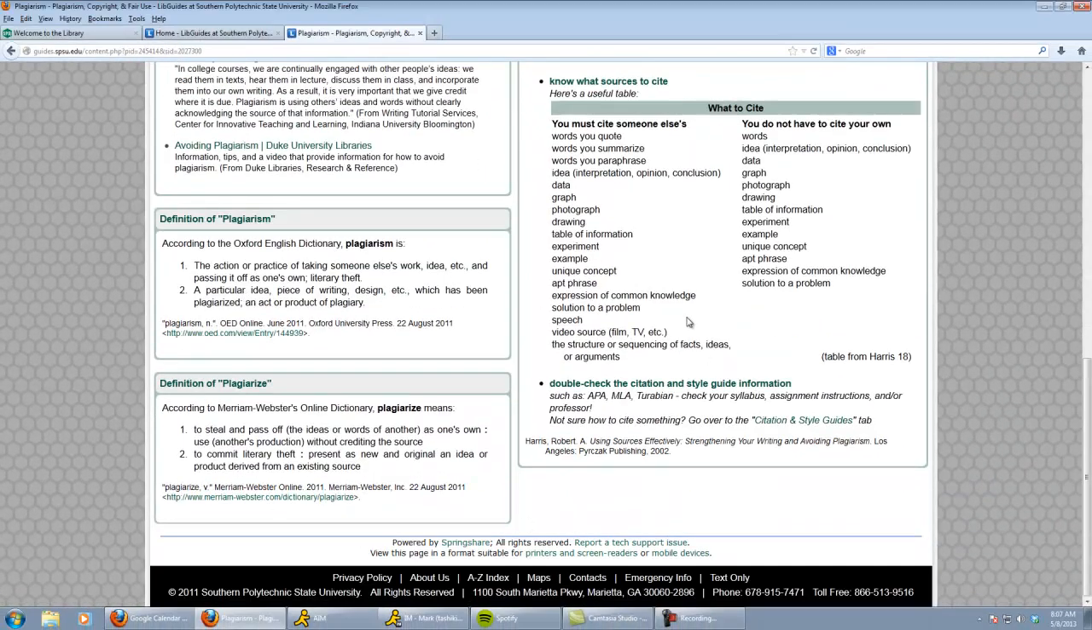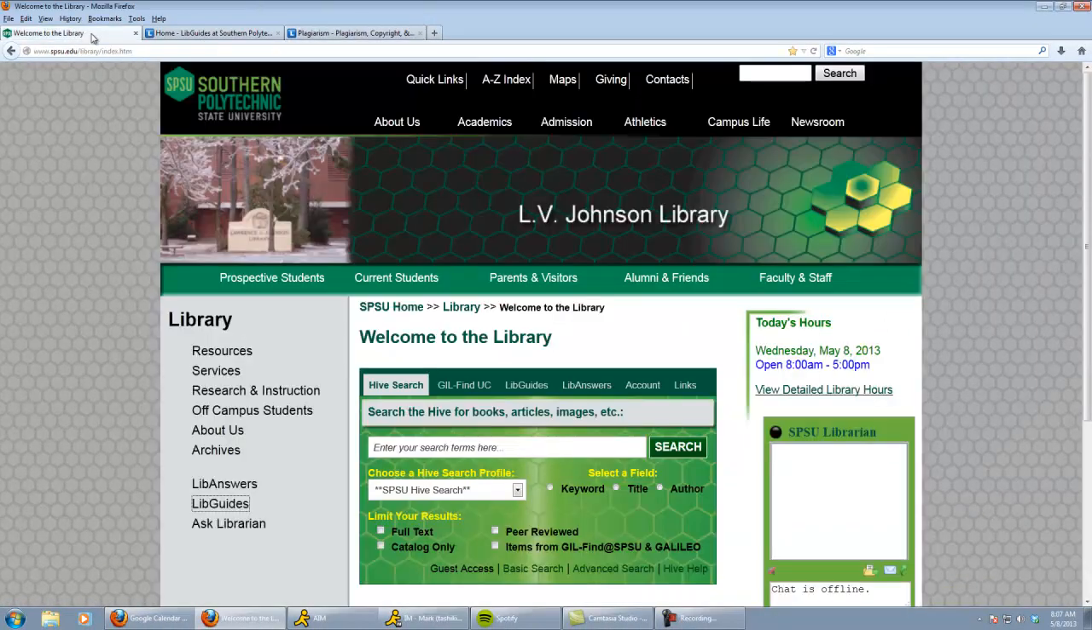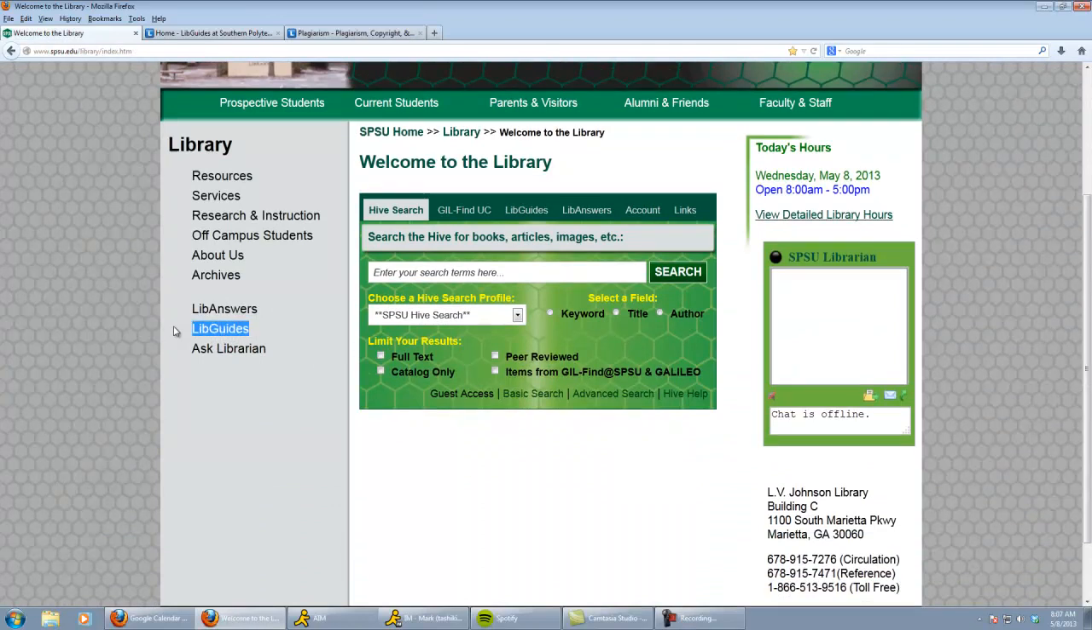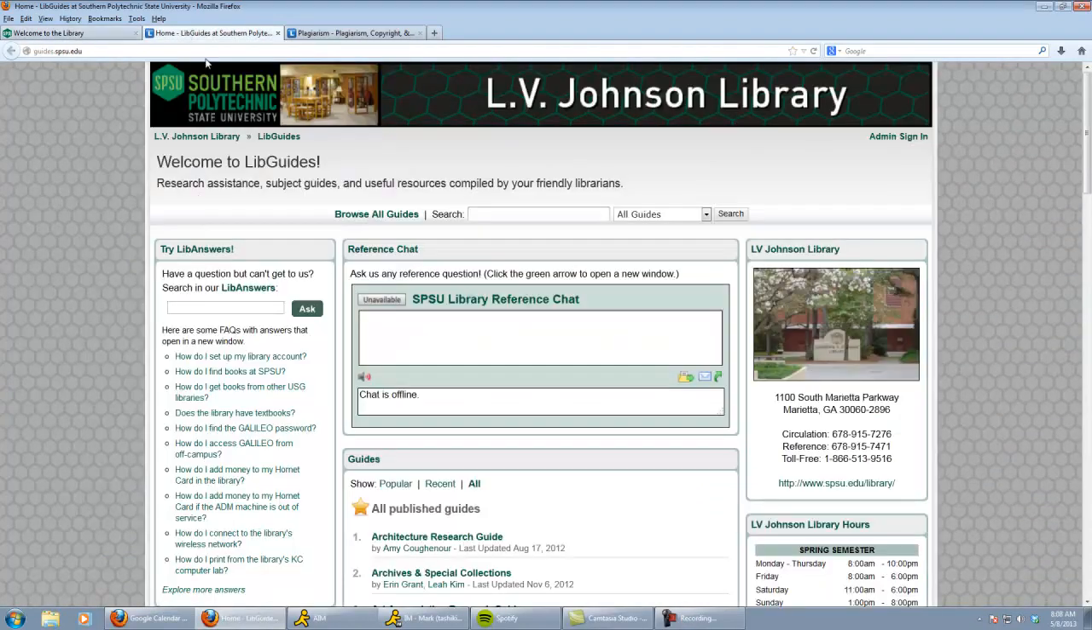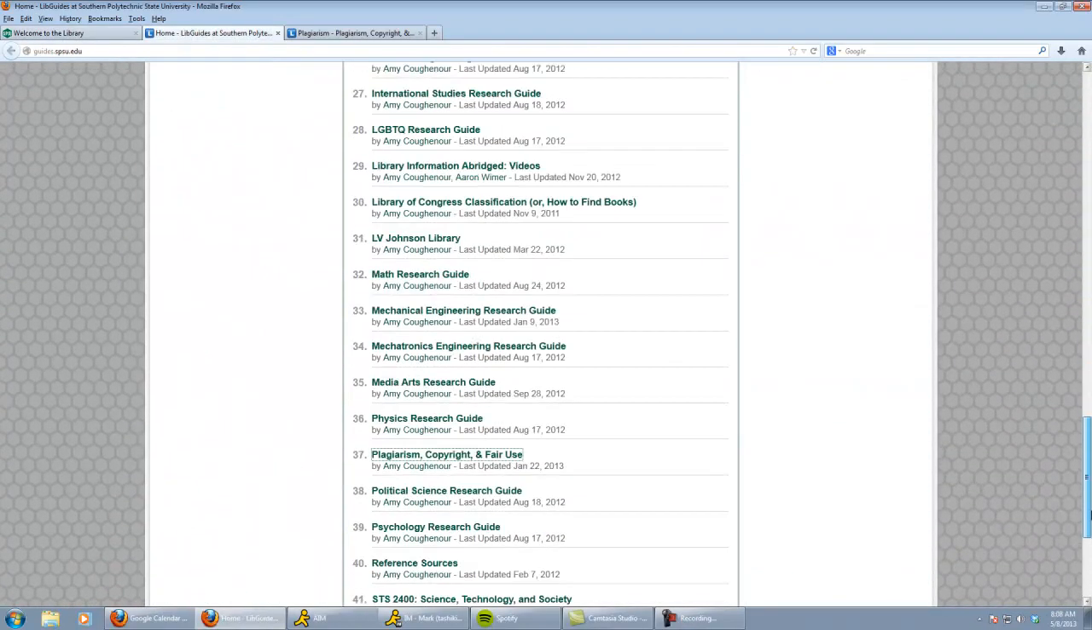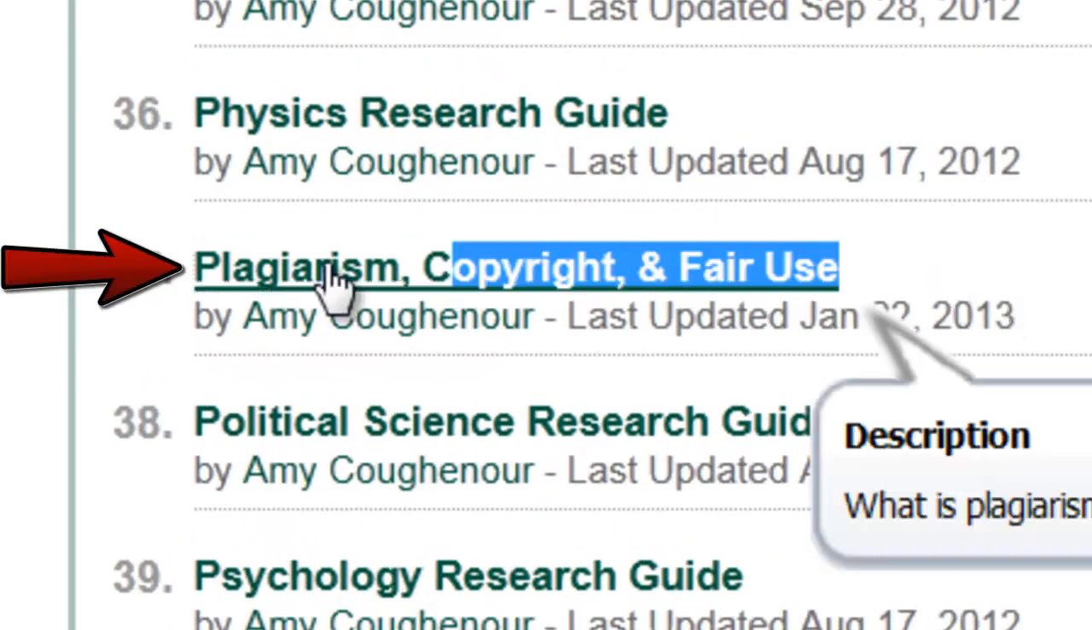That's what this page that I'm on is all about. This is one of our libguides. If you know where the libguides are, library homepage, libguides, that will take you here. Just scroll down, and here's the one for plagiarism.